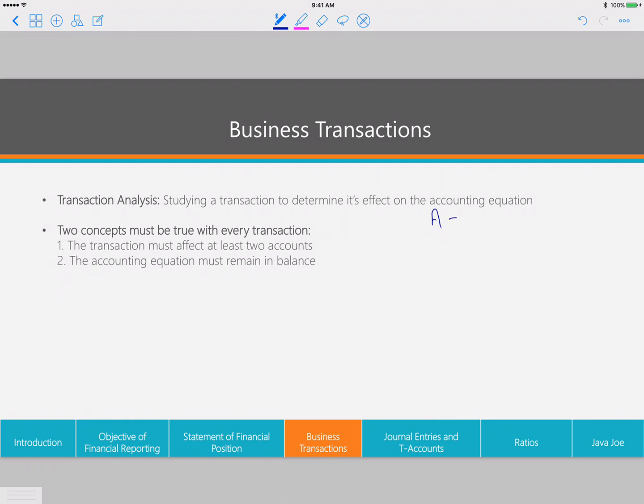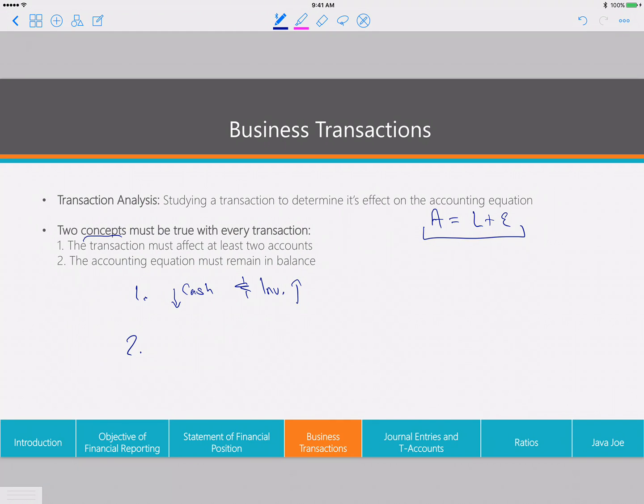If you recall, the accounting equation, assets is equal to liabilities plus equity, and this is the basis of our statement of financial position. So there's a couple of rules, a couple of concepts that must be true with every transaction. The first is that the transaction must affect at least two accounts. So for example, it must affect, let's say, cash and inventory. If you're going to purchase inventory, you are going to spend cash, cash will go down, and inventory will go up. You have to affect at least two accounts for a transaction to happen.